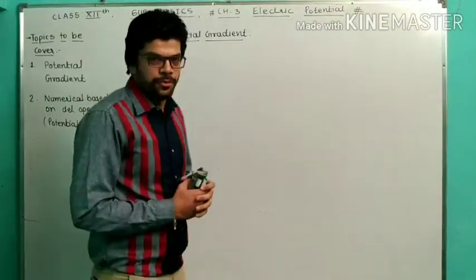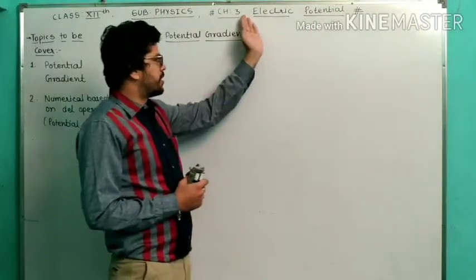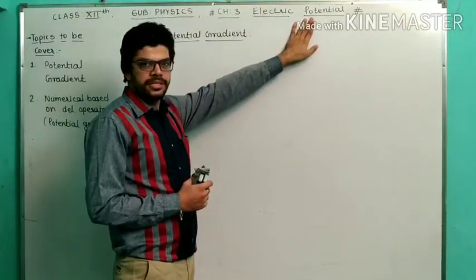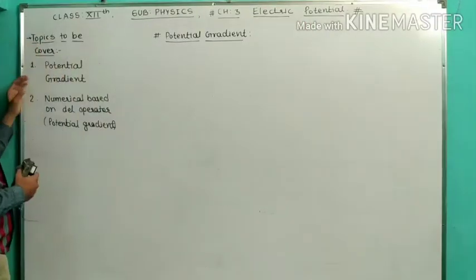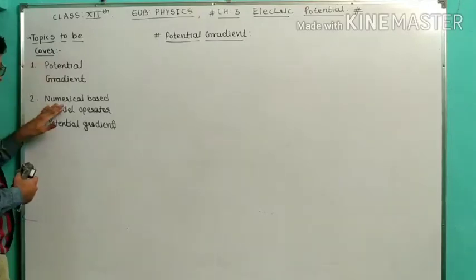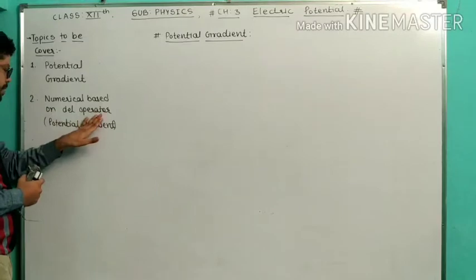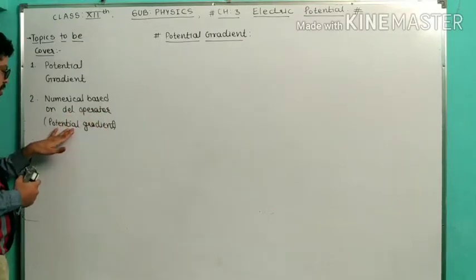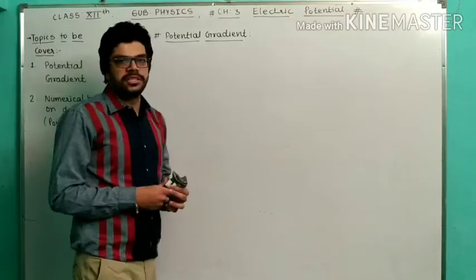So today we are going to talk about the standard 12 subject physics, chapter number 3, and the name of the chapter is electric potential. What are the topics we are going to cover today? The first topic is potential gradient, and the second topic we are going to cover here is numericals based on the del operator. And this del operator is known as potential gradient. So let's start. The first topic, potential gradient.